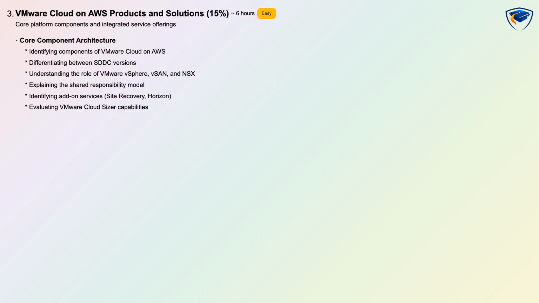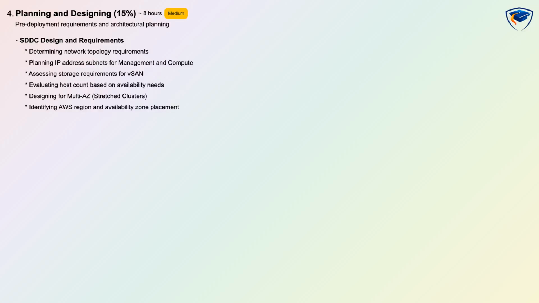The third domain, VMware Cloud on AWS products and solutions, focuses on the core platform components and integrated service offerings. You'll need to know how to identify the components of VMware Cloud on AWS, differentiate between SDDC versions, and understand the role of VMware vSphere, vSAN, and NSX. You'll also need to understand the shared responsibility model, identify add-on services such as Site Recovery and Horizon, and evaluate VMware Cloud Sizer capabilities.